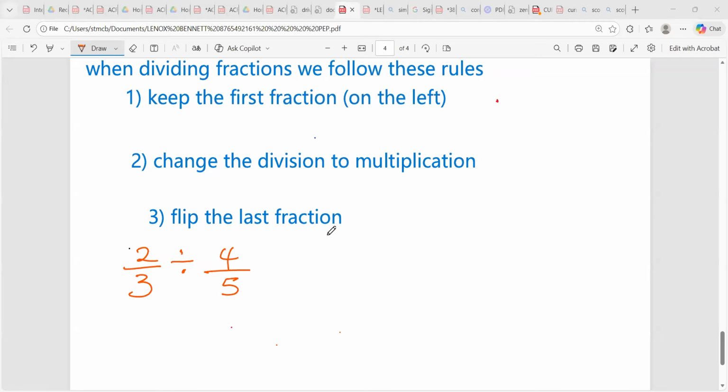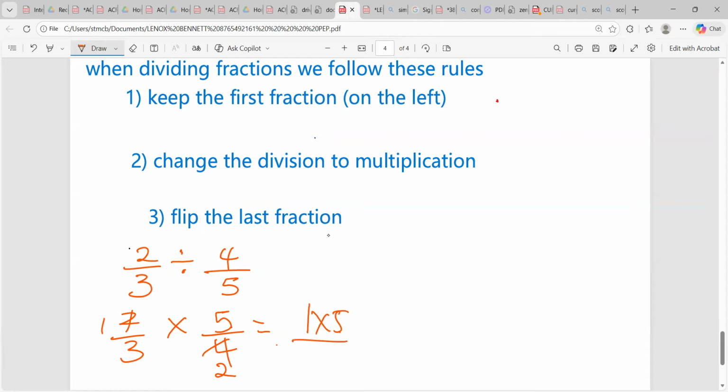So, sir, first you're going to keep the 2 over 3. Then you're going to change the division sign into a multiplication sign. And then you're going to flip the 4 over 5 to 5 over 4. Then my way of doing it is seeing how many times 2 can go into 2 without leaving a remainder, and 2 can go into 4 without leaving a remainder. So 2 into 2 goes 1 time, and 2 into 4 goes 2 times. Since there's nothing else that can work down, you're going to multiply it. 5 times 1 is 5, and 3 times 2 is 6. And then that's the answer, sir.